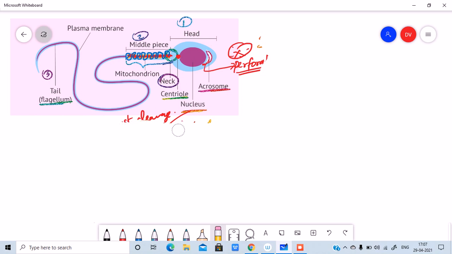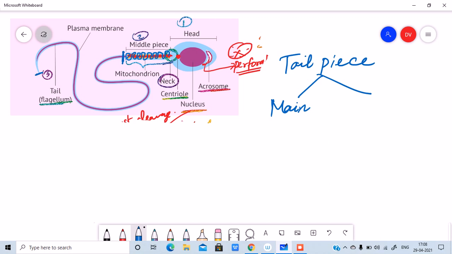Alright guys. Now talking about the middle piece, the mitochondrial concept is done. Then coming further down is your tail portion, right? So you can see the tail which is starting from here and ending here. The tail piece is divided into two parts: the main piece and the end piece.